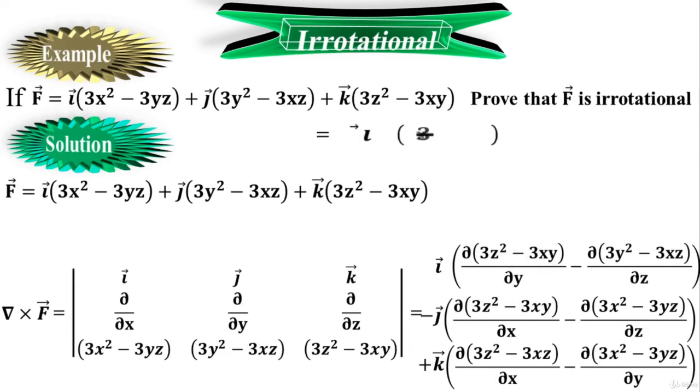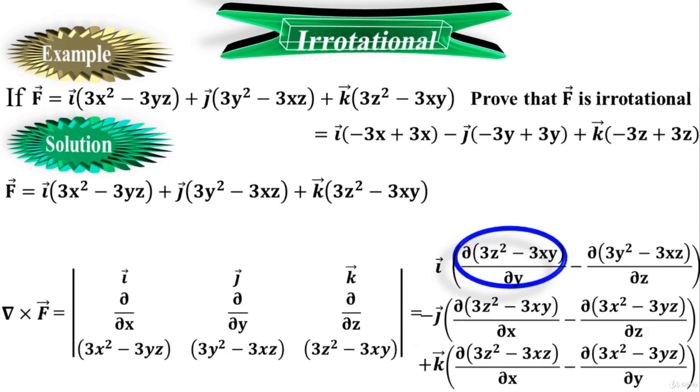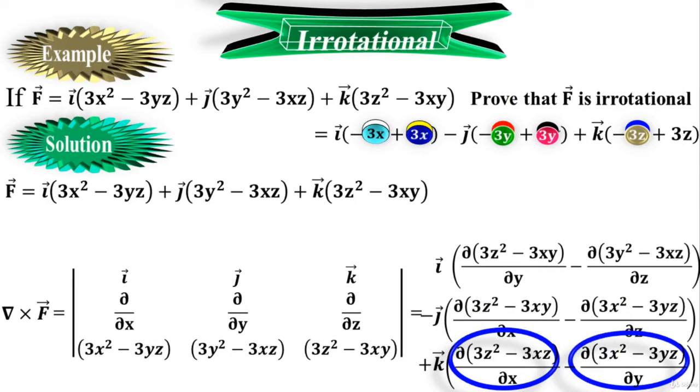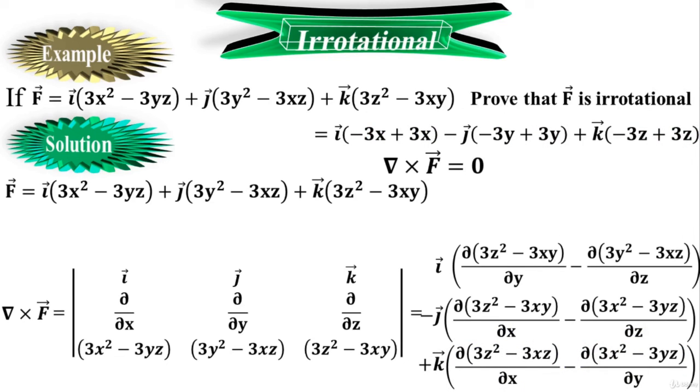Now take their derivatives. The derivative of this term with respect to y is minus 3x. Derivative of this term with respect to z is minus 3x. Derivative of this term with respect to x is minus 3y. And derivative of this term with respect to z is plus 3y. Derivative of this term with respect to x is minus 3z, and derivative of this term with respect to y is plus 3z. Calculate it, where the final value of the curl is 0.